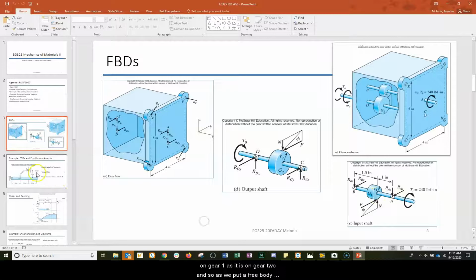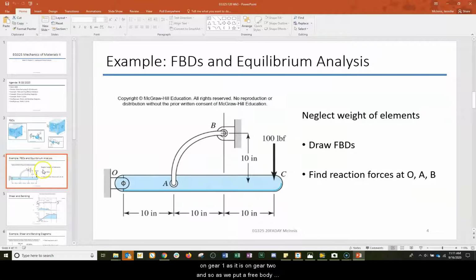And so as we put free body diagrams together, this is an example I did in class where we took apart link AB and OAC and drew the free body diagrams and identified how we would find reaction forces. And so at this point, if you want to pause, make some notes, draw your free body diagram, and then join me. We'll take a look at the free body diagram and solution that I showed in class as an example.